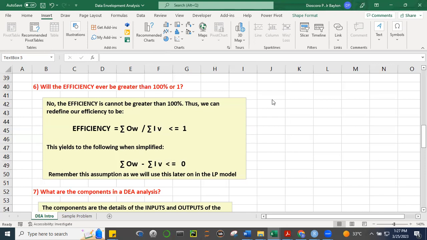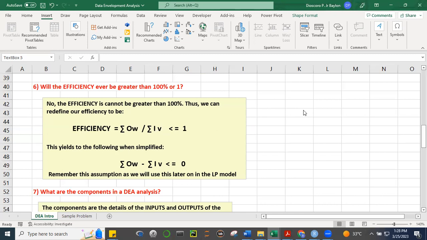Any questions here? Is it possible to have 100% where input is equal to output with no losses? Erwin, this is DEA relative efficiency. So this is not absolute efficiency.